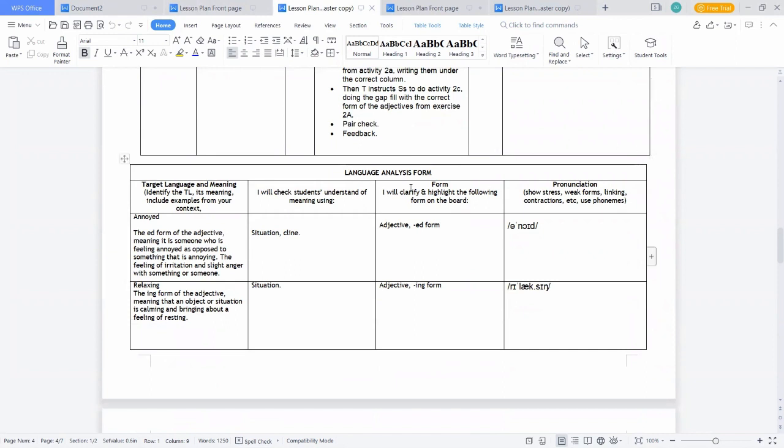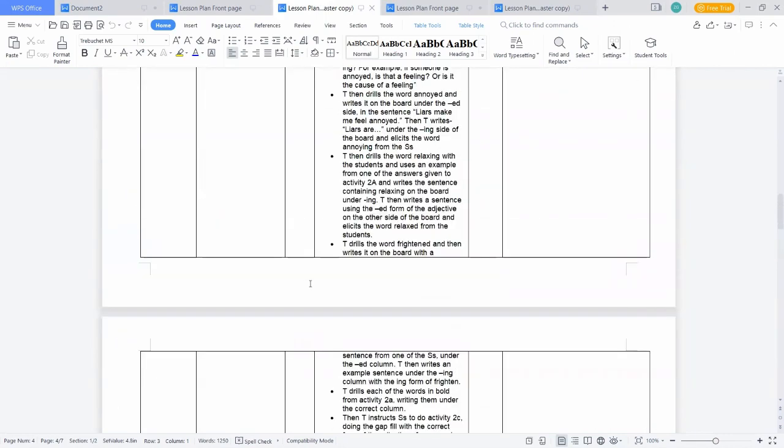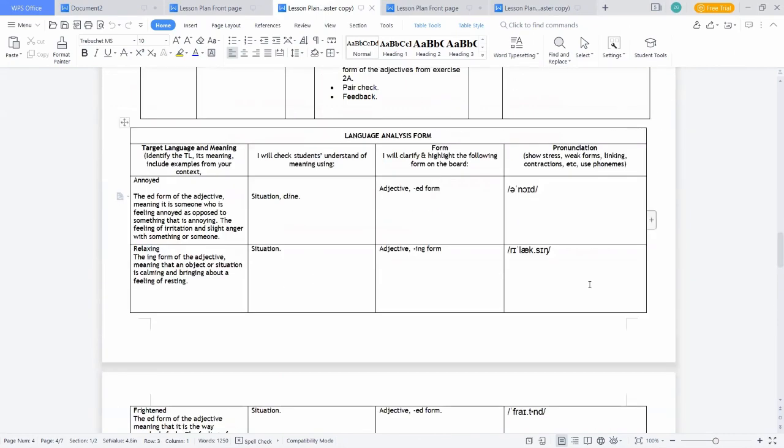Finally, and this is simply for your benefit, remember, you're not going to necessarily do this formally on paper before every single lesson. On the course, though, we need you to do this so that we can see you're analyzing your language properly. And this will also help you to answer students' questions when they arise.